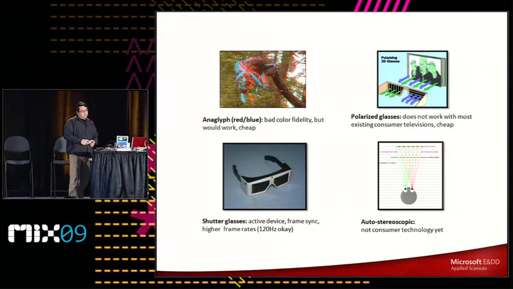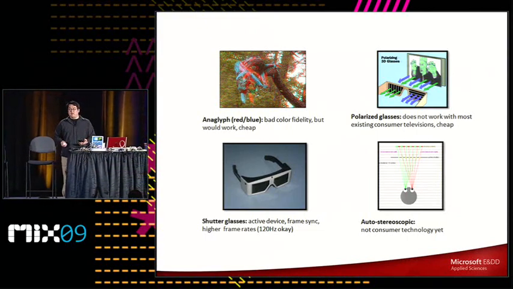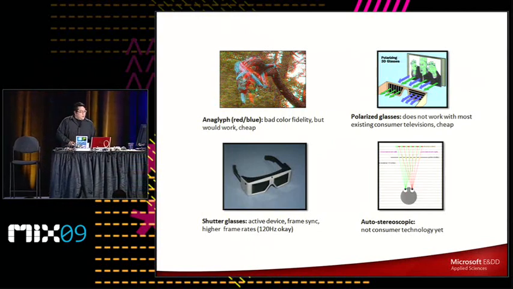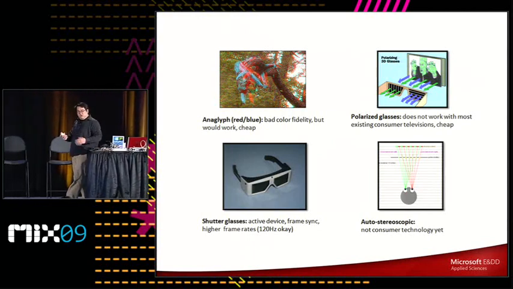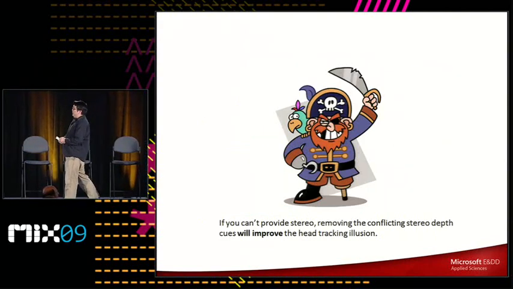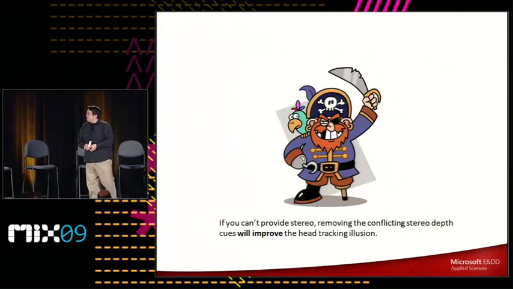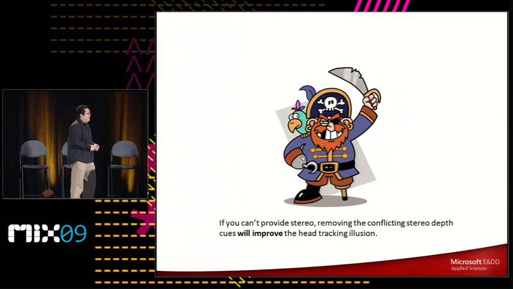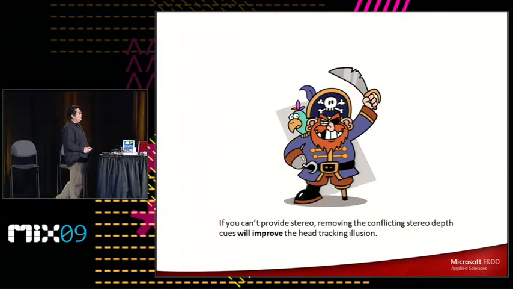And then there's something called autostereoscopic, which is doing 3D without wearing glasses. But I think the correct solution to all these problems is simply to make pirate games and give everyone eye patches. If you remove the view for a second eye, the illusion will actually work a lot better.